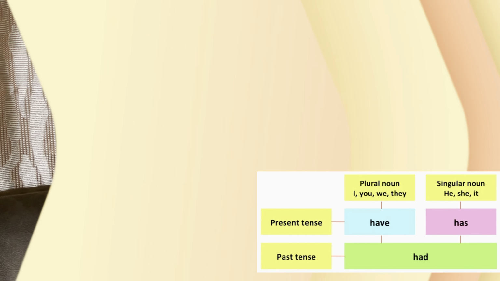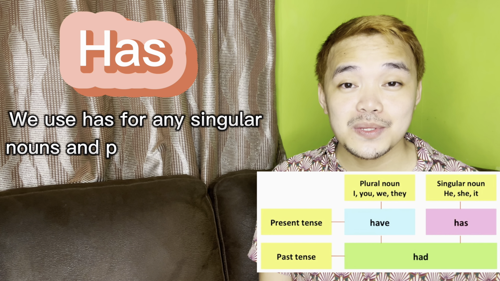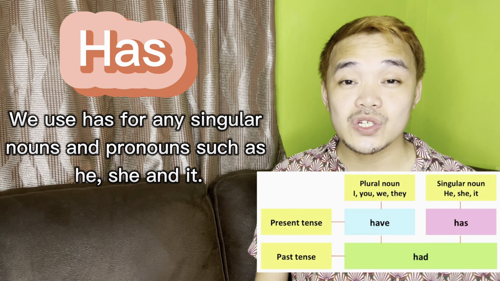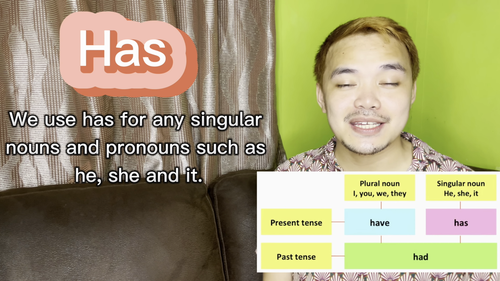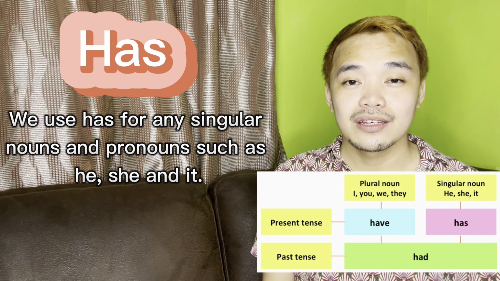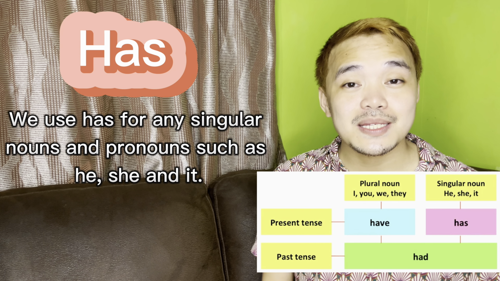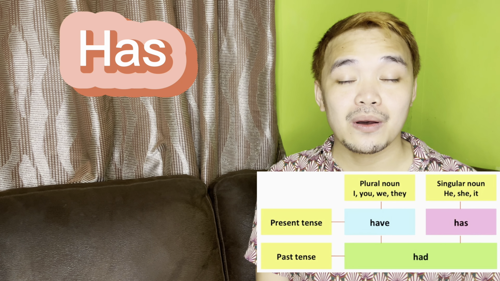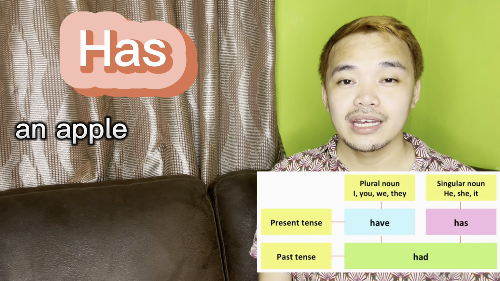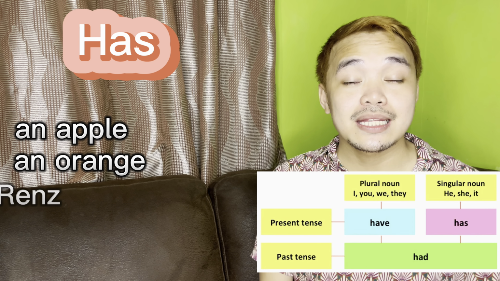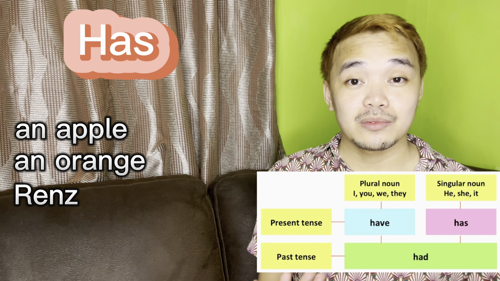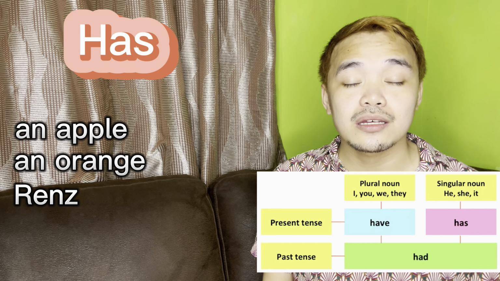Now let's move on to the verb has. We use has for any singular nouns and pronouns such as he, she, and it. When we say singular noun, it is a noun that refers to one person, a thing, or a place. Some examples are an apple, an orange, my name, Renz, or you can also use the name Jane, John, Jacob. They are singular nouns. Let's have the examples.